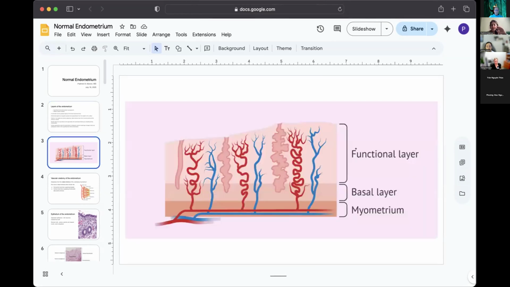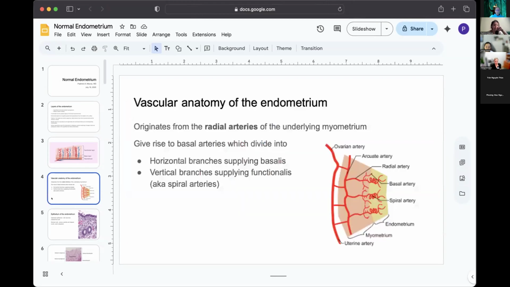So just to give a visual, you have the myometrium down here, and then you have that basal layer, where there is a more cellular stroma, active glands, and thickened vessels, and then the functional layer, which is what we're really evaluating and looking at.